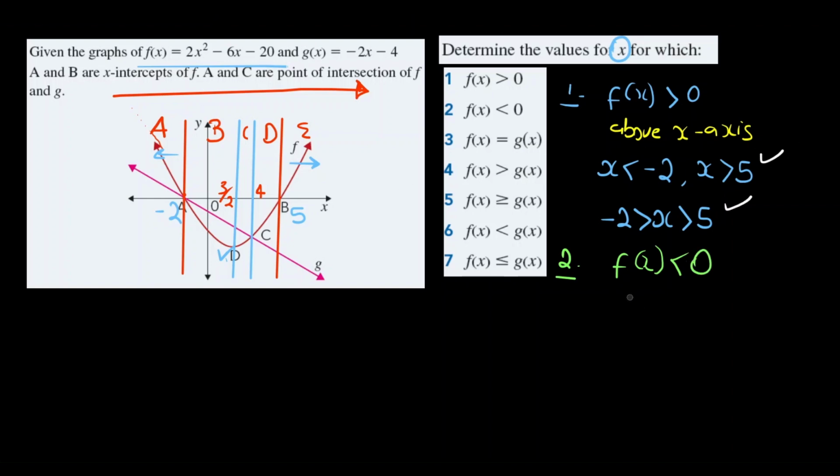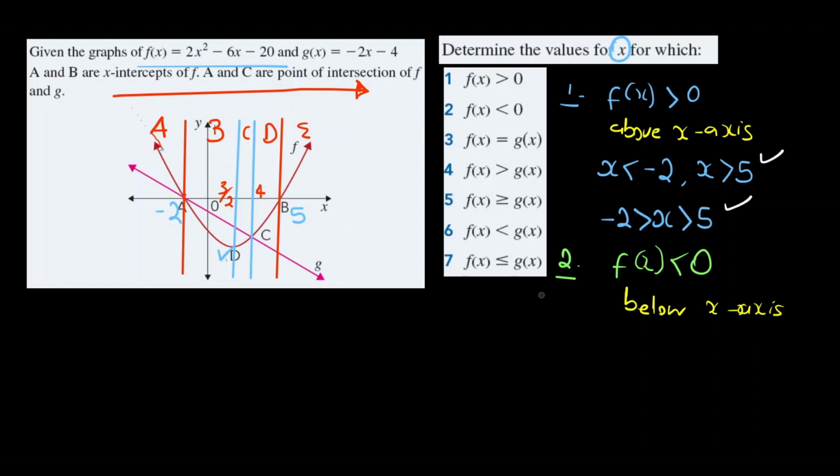Common language, less than 0 means below the x-axis. Where is our graph of f below the x-axis? Where is it under the x-axis? So we can see that our graph will be below the x-axis from A all the way to B. So we can see that it lies between -2 and 5, meaning that it includes area B, C, and D.